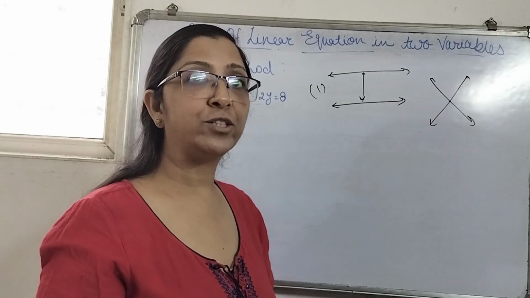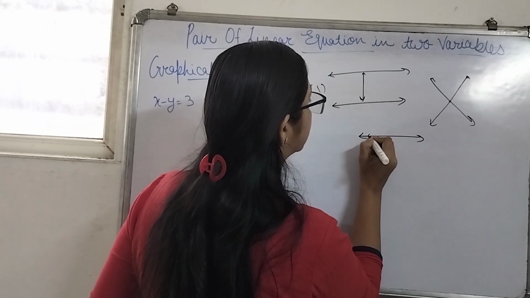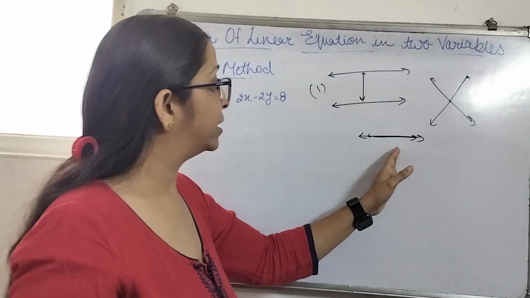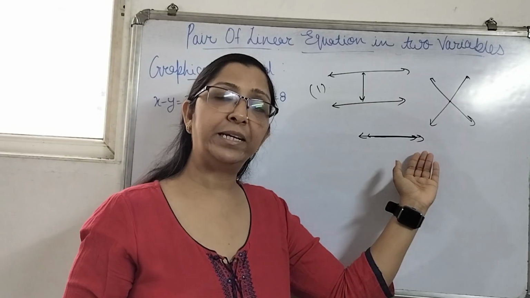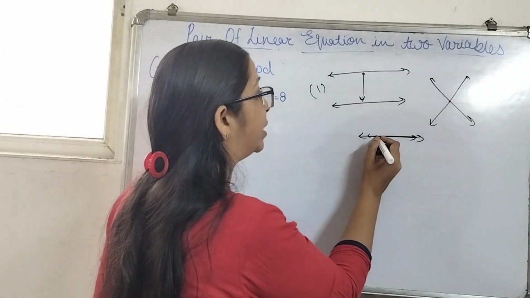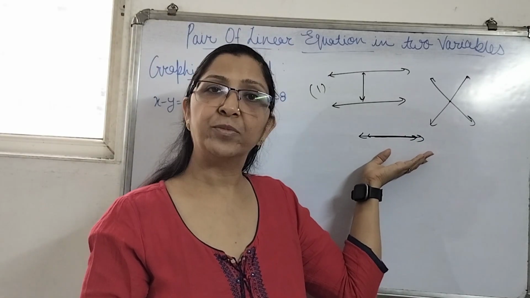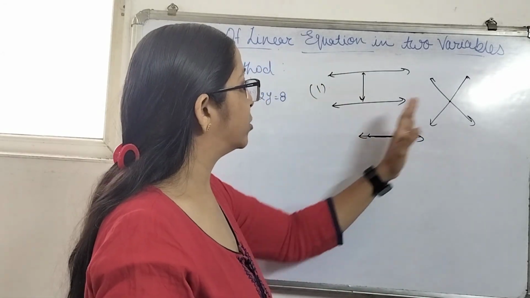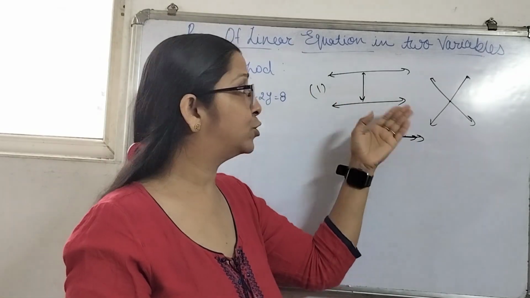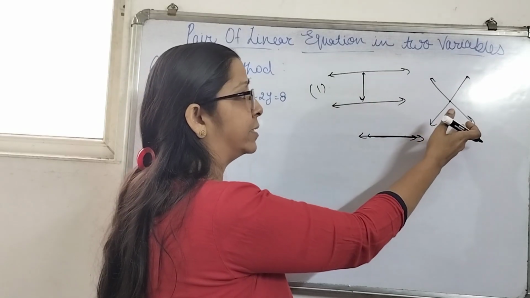There could be another possibility that the two lines overlap or coincide with each other. In this condition, there are infinitely many points which will satisfy both equations, because every point on this line will be a solution of both equations. So there are three possibilities. Whenever we graphically represent any two lines, either they will be parallel, or intersecting, or coinciding.